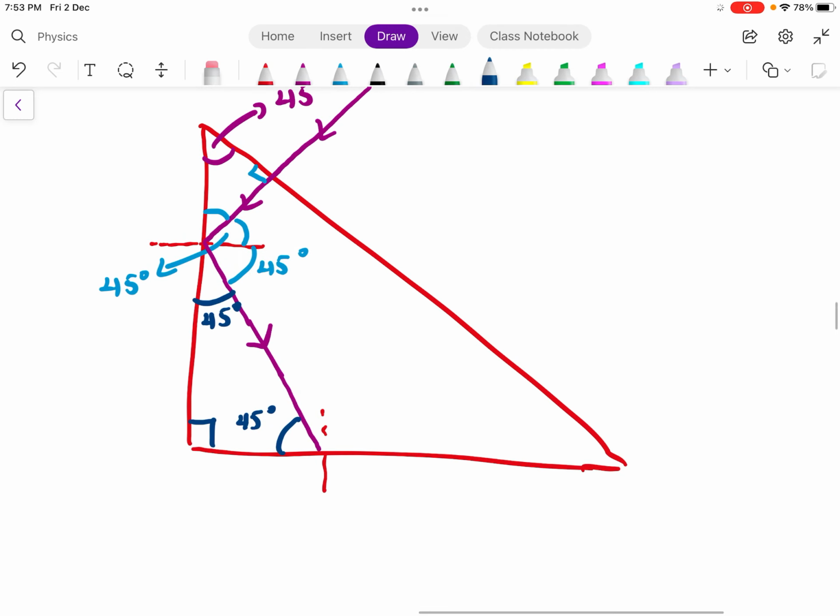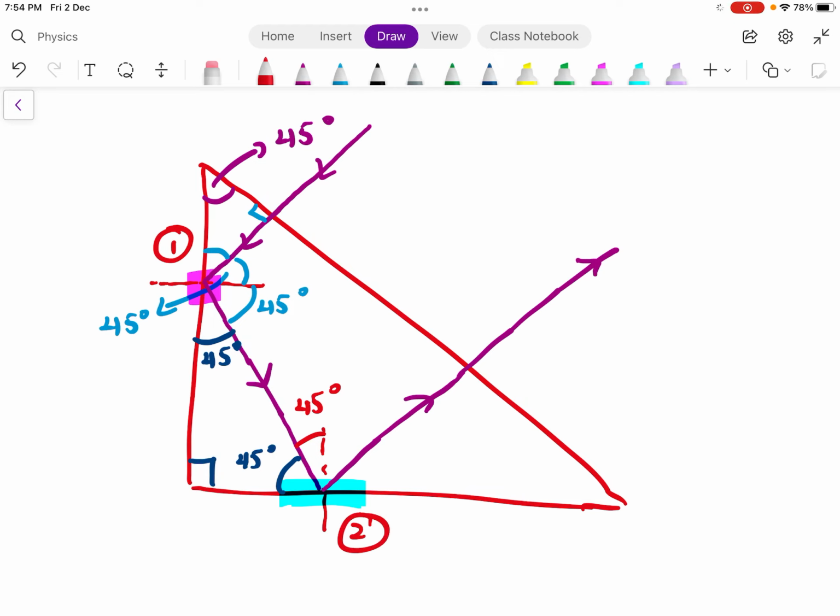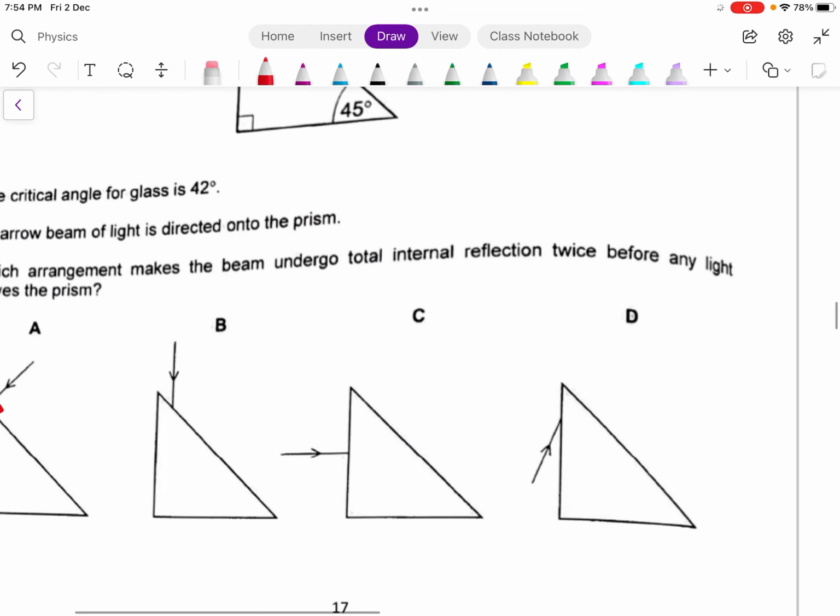The next thing is I want to know the angle of incidence at this particular point. At this point, we know that the angle of incidence is 45 degrees. So this will also undergo total internal reflection. You just reflect again. Then after that, you exit the prism perpendicular to the surface. So you can see that my light actually undergoes two TIR. The first is right here, the second is right here. So the answer is option A.